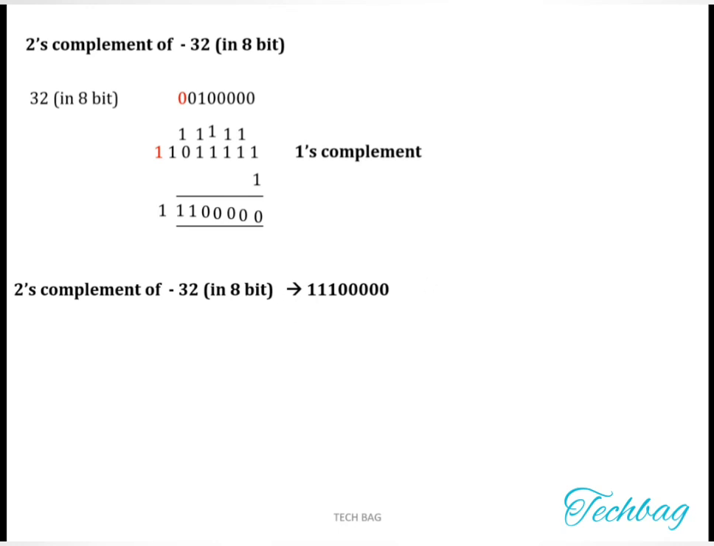Next one is the range of numbers that can be represented by this 2's complement representation. If the number of bits is n, then the range of numbers that can be represented by this method is minus 2 power n minus 1 to 2 power n minus 1, minus 1. For example, if n is equal to 4, then minus 2 power 3 to 2 power 3 minus 1. That is minus 8 to 7. So by using these 4 bits, you can represent the numbers from minus 8 to 7.